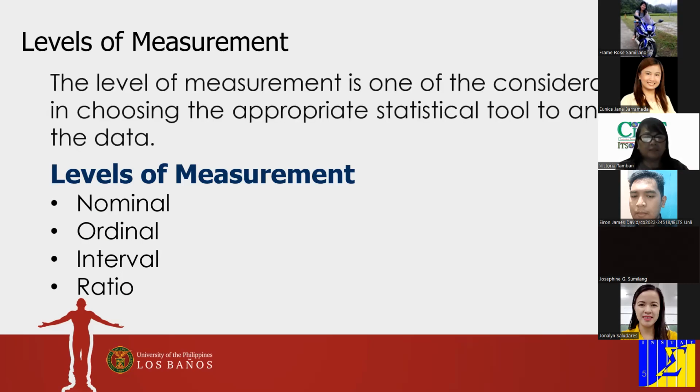So because the level of measurement is one of the considerations in choosing the appropriate statistical tool to analyze the data. Not necessarily the correlational analysis, measures of association, but in fact, you need to identify the level of measurement of your variables when you want to analyze or to produce statistical reports with your data. Okay, so it's very important, these levels of measurement, that you know what data you are dealing with.